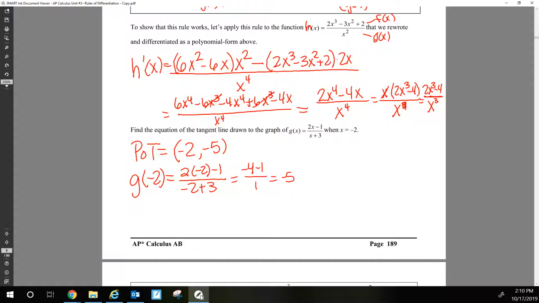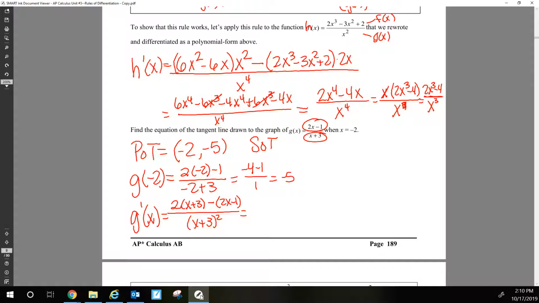To find the slope of the tangent line, that's going to be my derivative. We need to find the derivative and then evaluate it at negative 2. All right, so here's my top function and my bottom function, right? So the derivative of the top is 2, times the bottom function, minus the top times the derivative of the bottom. So derivative of x is just 1, derivative of 3 is 0. All of that over the bottom squared.